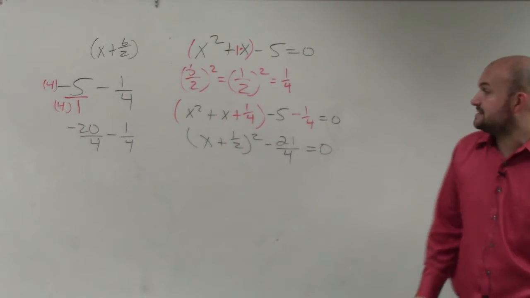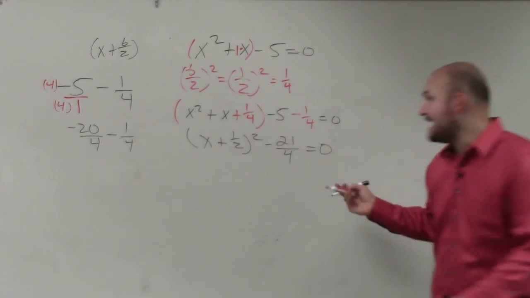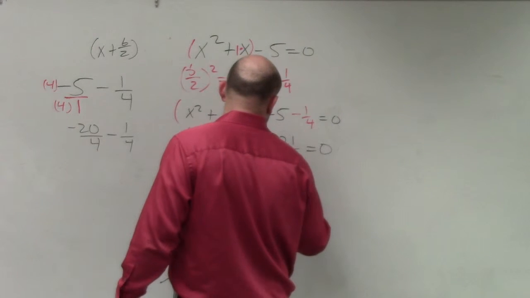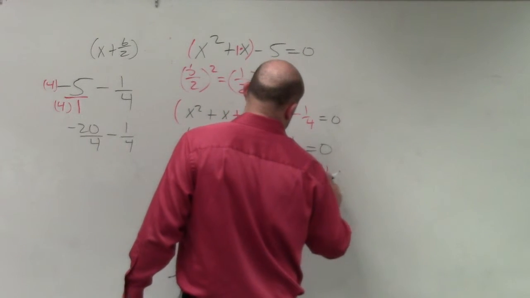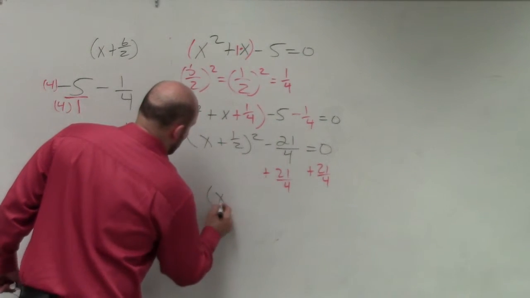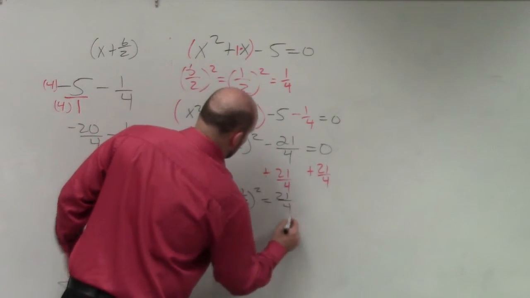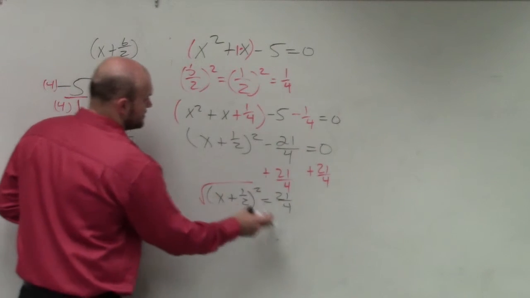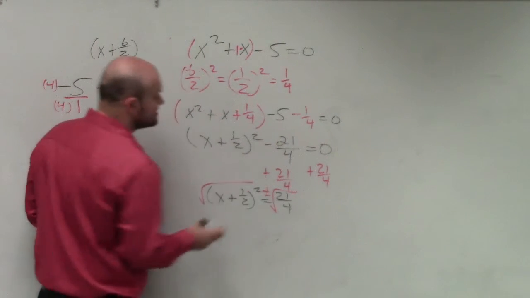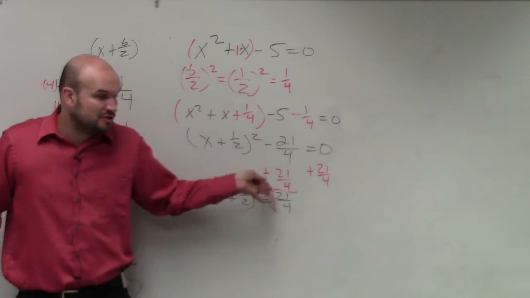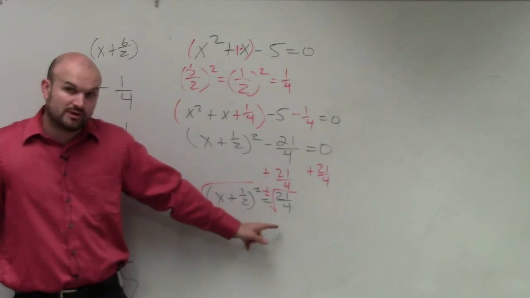Then, just like we did in the last example, the first thing we're going to do is add the 21 over 4 to the other side. So therefore, you have x plus 1/2 squared equals 21 over 4. Take the square root, plus or minus. When you're taking the square root of a fraction, you basically take the square root of the numerator over the square root of the denominator.